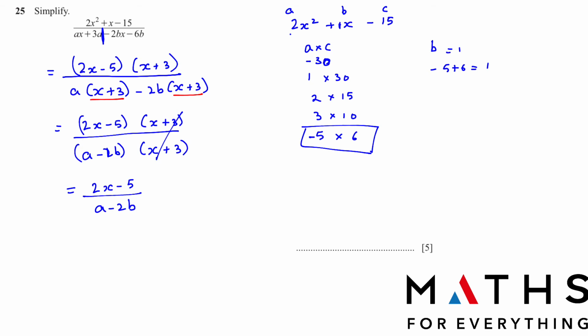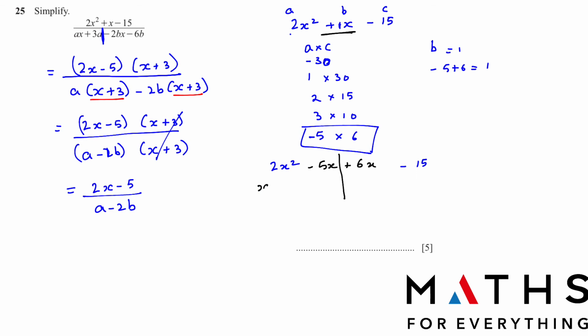Now the important part has been done. Now to start solving. The 2x square and the -15 will remain the same. In place of 1x, we are writing -5x plus 6x, which when you solve it, is going to give you 1x, right? So it is the same, but we have written it as negative 5x and 6x.